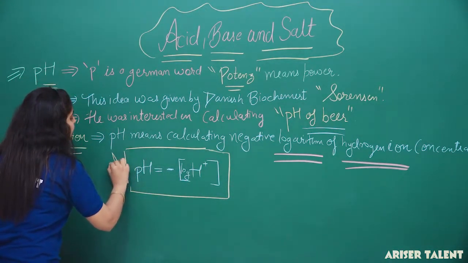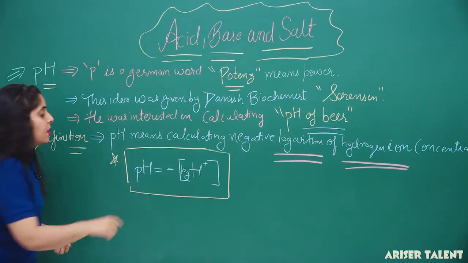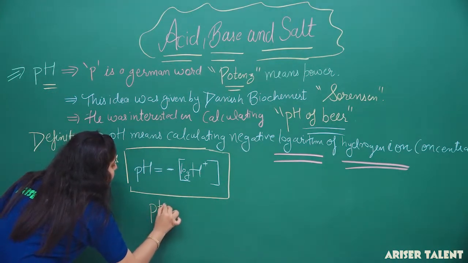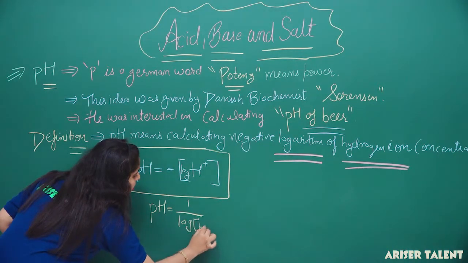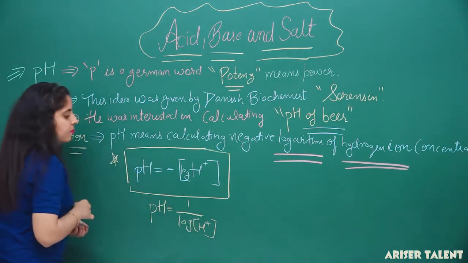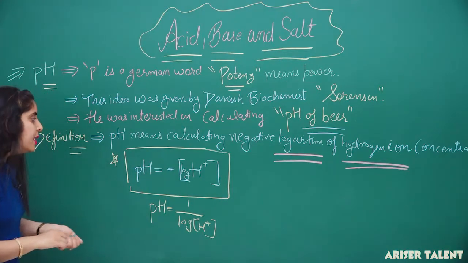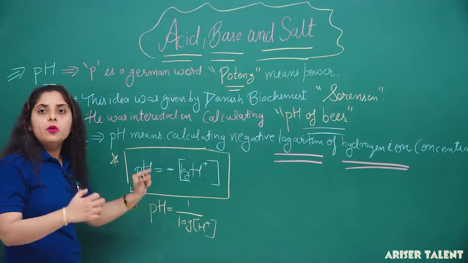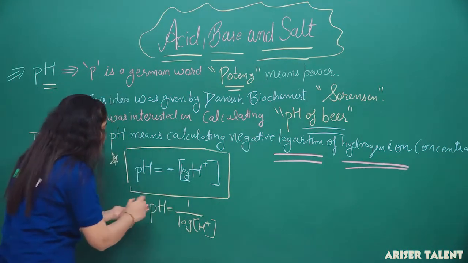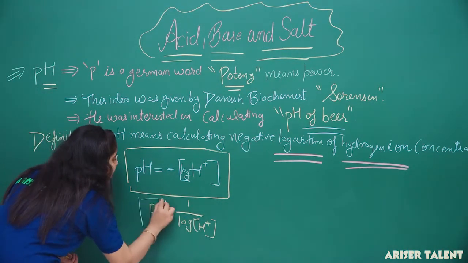This formula is very important for the numerical problems. Now we can also write pH is equal to 1 upon log of the hydrogen ion concentration. What I have done here is substitute the negative logarithm in the denominator, and this quantity will become positive now. So this will be another formula.